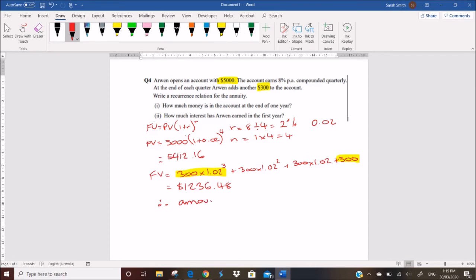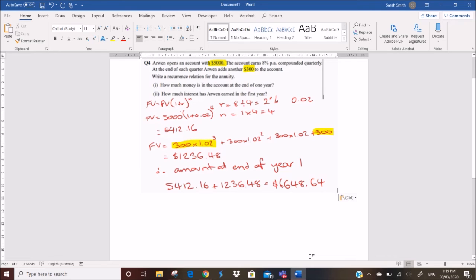So we can say therefore the amount at the end of year 1 equals $6,648.64.